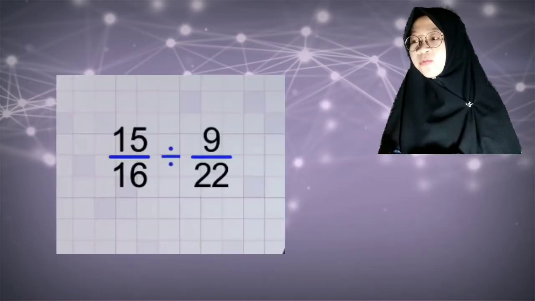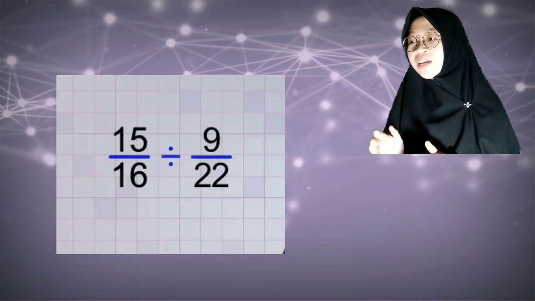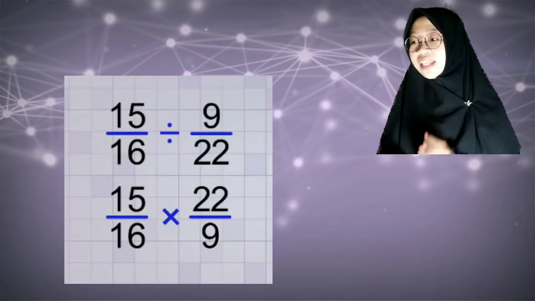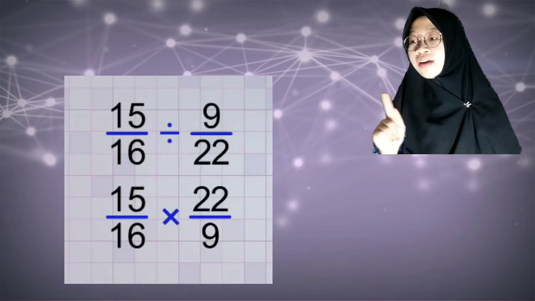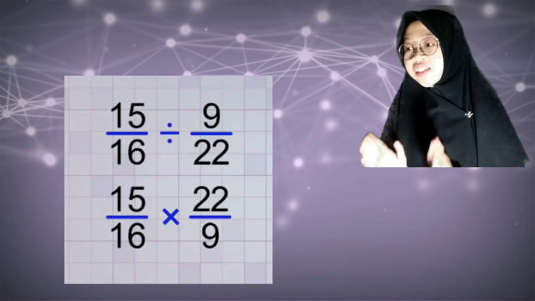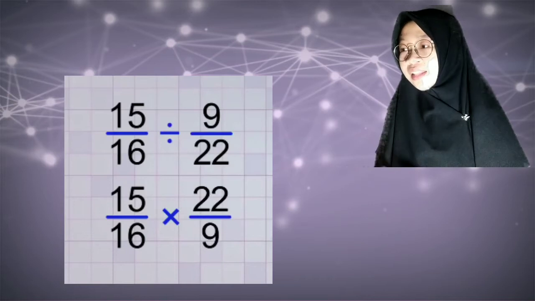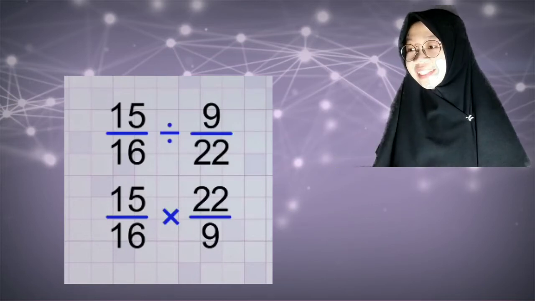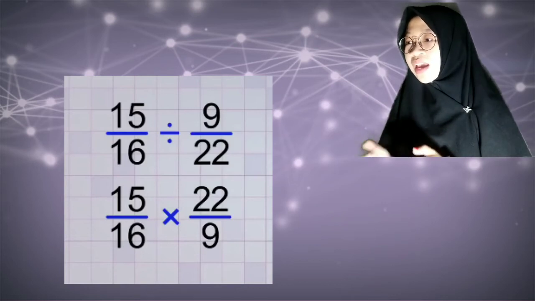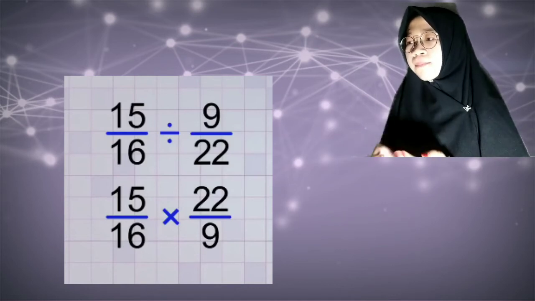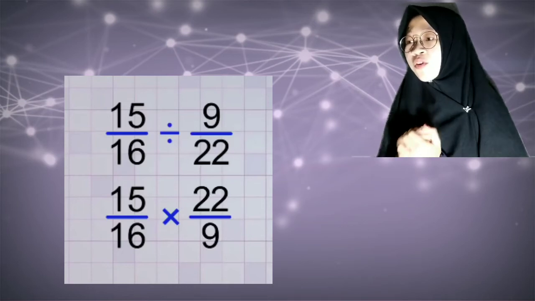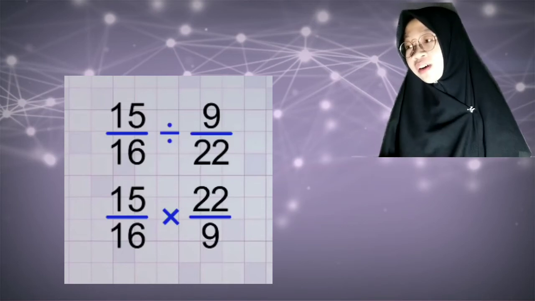Let's try 15 over 16 divided by 9 over 22. Again, the first thing we want to do is rewrite our problem. We will change the divided by 9 over 22 into times 22 over 9. Now, all we have to do is multiply. But since these numbers are kind of big, I'm going to use my calculator to help.